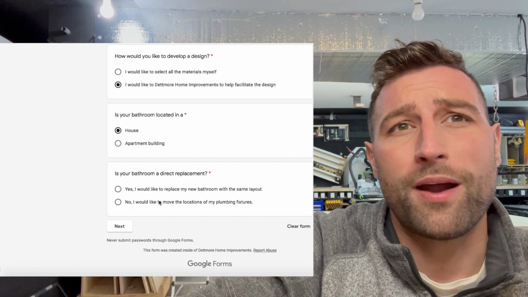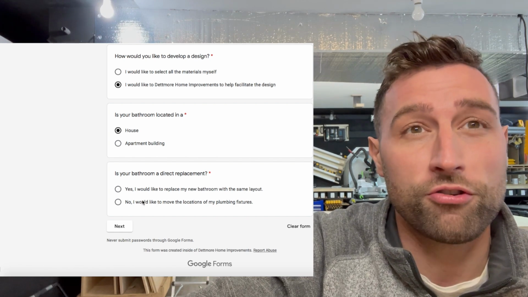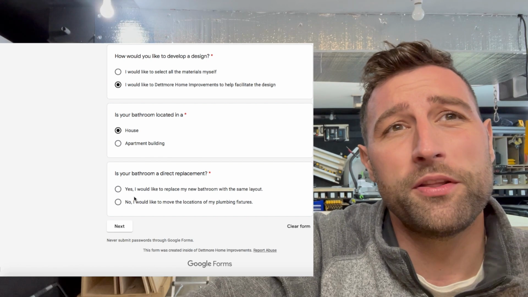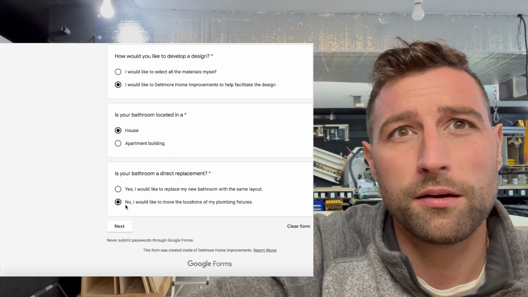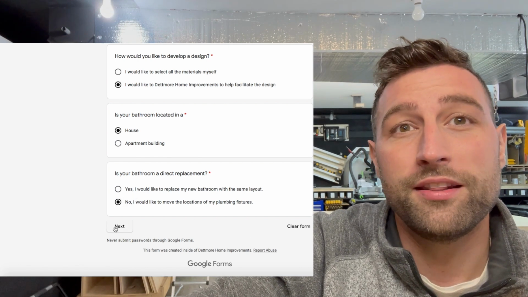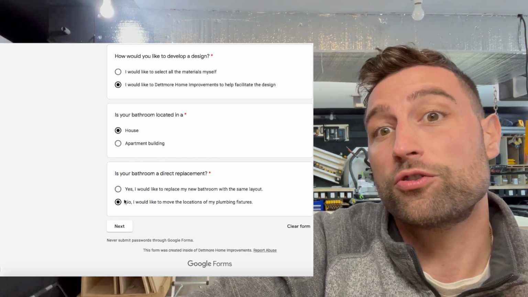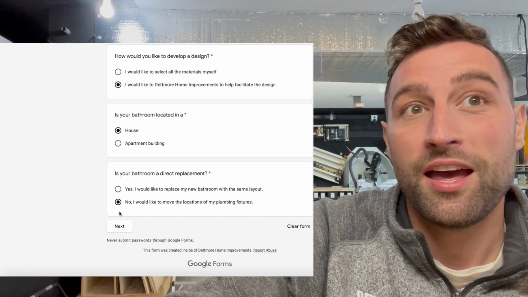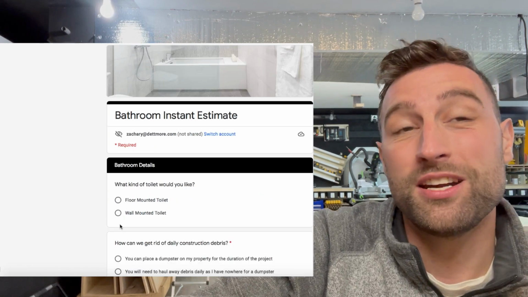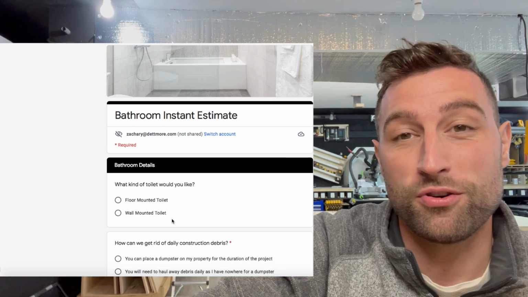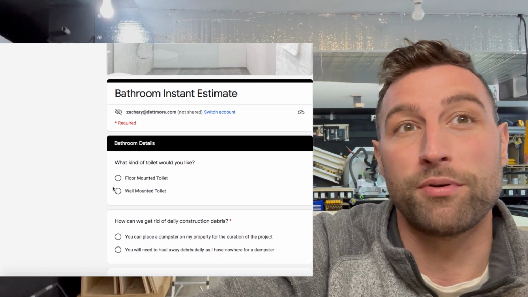Is the bathroom a direct replacement? So will all your fixtures be remaining in the same spot or will they be moving? No, this one won't be. So what that's going to do is direct us to two different questions. So basically from here, we're separating off and going to a different sheet. That's why we click next and it brings us to this.